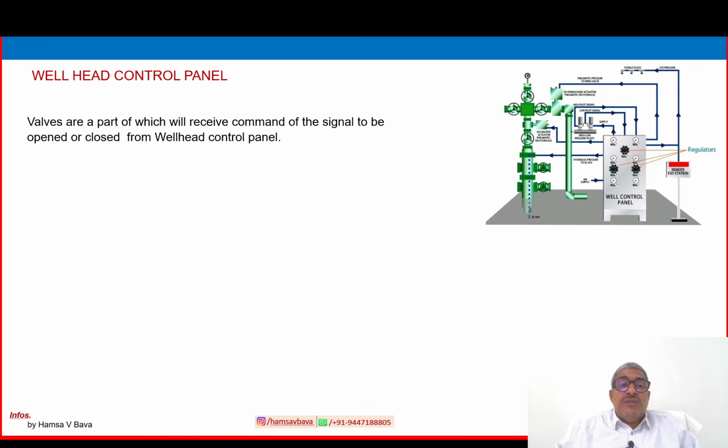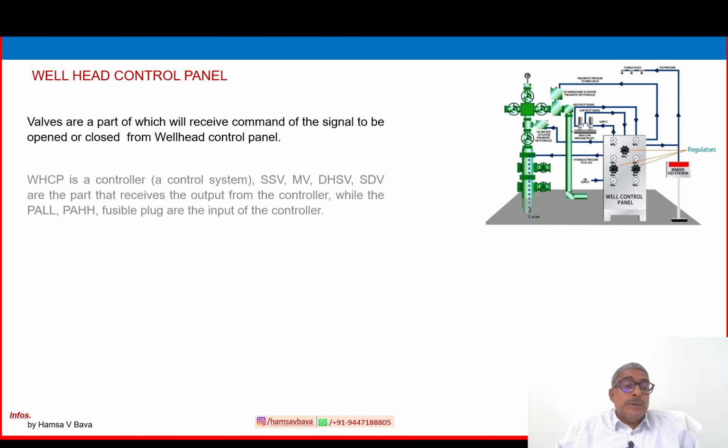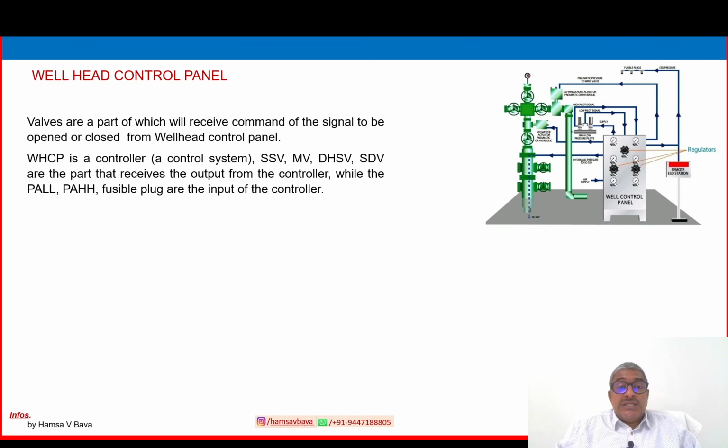Shutdown valve. Valves are a part that will receive the command signal to be opened or closed from the wellhead control panel. Wellhead control panel is a control system. SSV, MV, DHSV, SDV are the parts that receive the output from the controller, while the PALL, PAHH, and fusible plug are the input of the controller. That is important. The input is there, the output is there, the entire system is working. This is the entire idea or concept or design feature of the wellhead control panel.